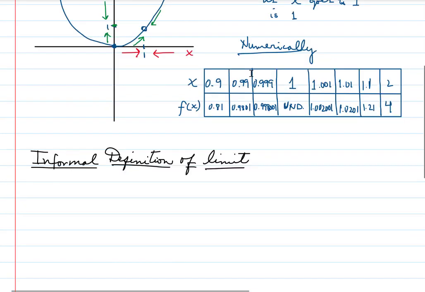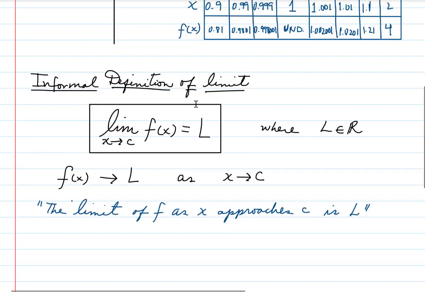So all of this takes us to the informal definition of limit, and we're going to use the following notation. This is read, the limit of f as x approaches c is L. And again, L has to be a real number for the limit to exist, and this x approaching c means it has to approach from both sides.